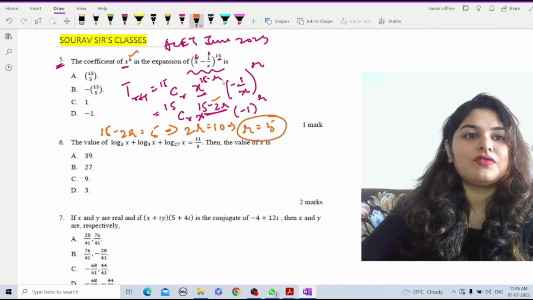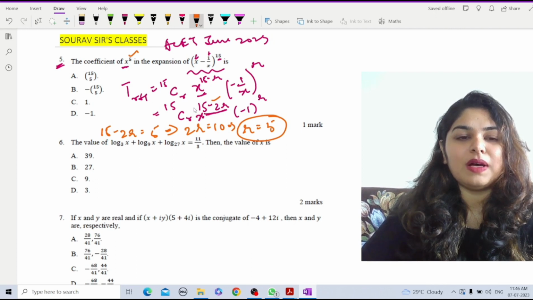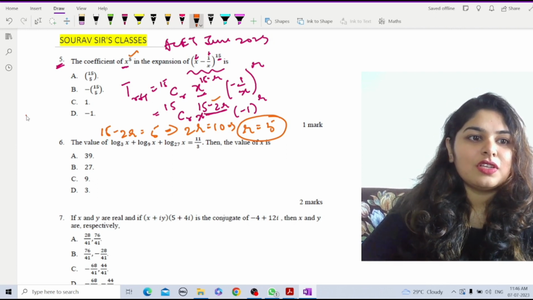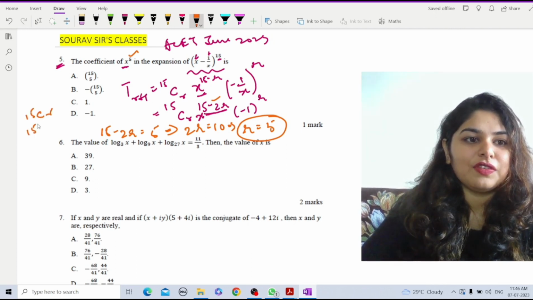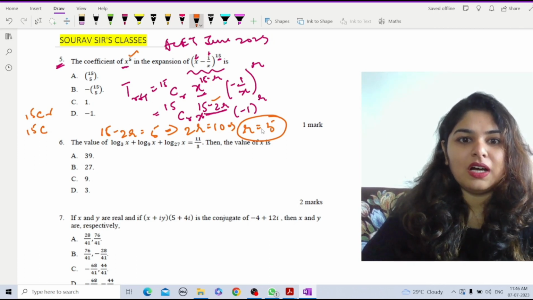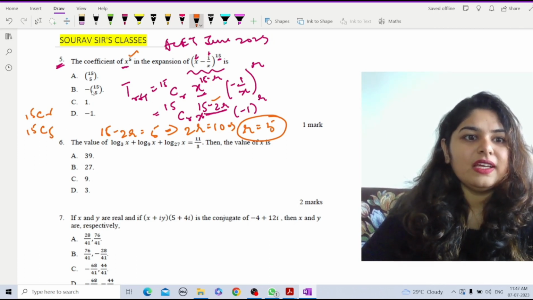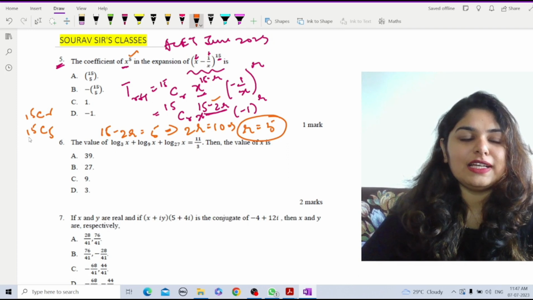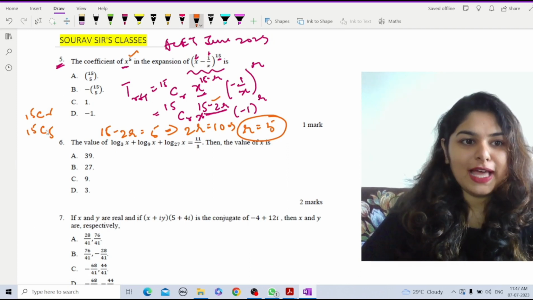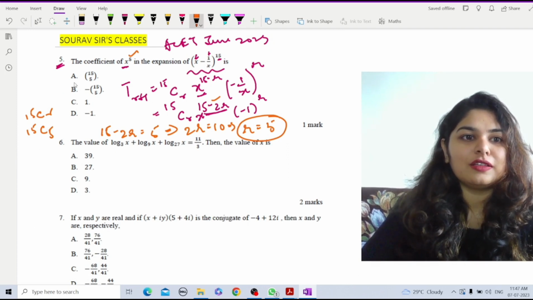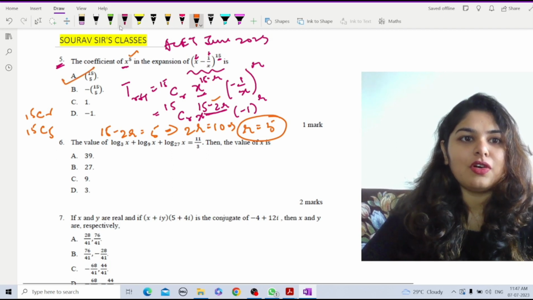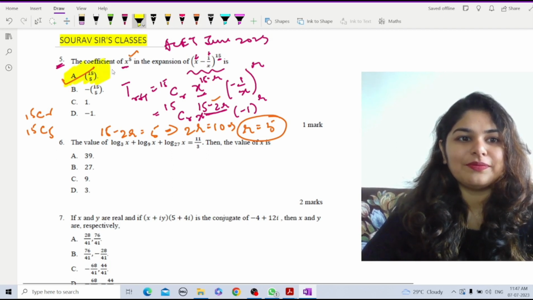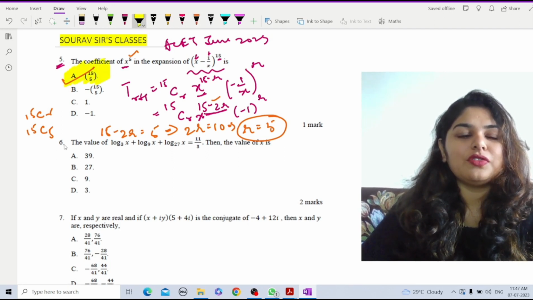So r is 5. Now the coefficient of x to the power 5 is 15Cr, that is 15C5. From the options it is very clear that we don't have to calculate the value of this. So we have 15C5, yes, so the answer is option A. Now let's move on to the next question.